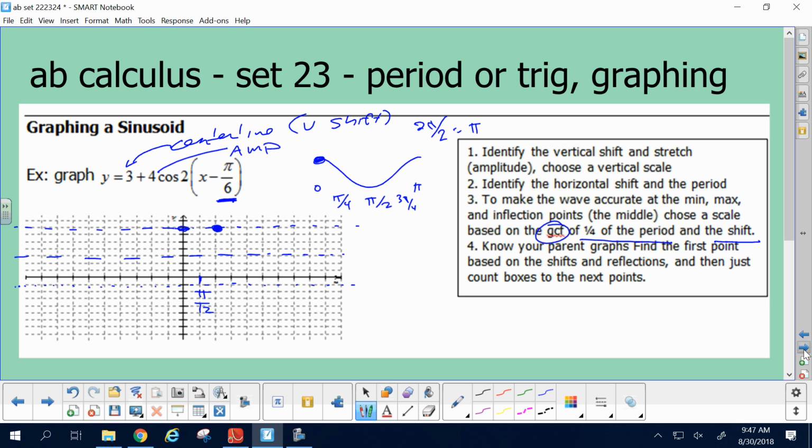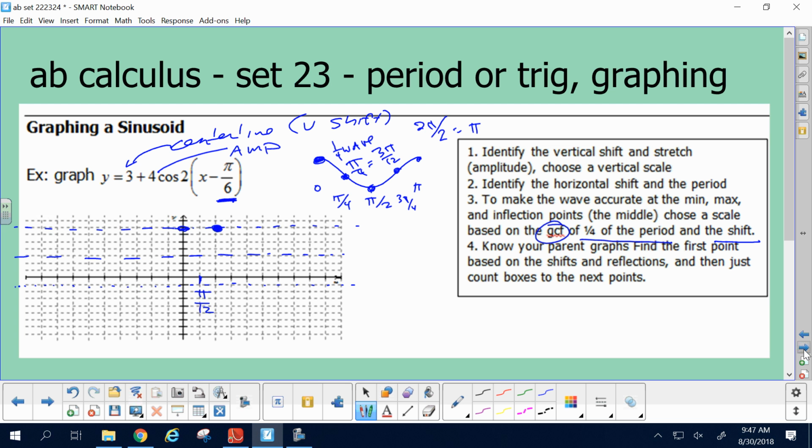Now, this is the great thing. Once you have a scale chosen, all of your other points can be pretty easily found. We know a quarter wave, each new point is pi over 4 away from the previous one, yeah? All right, pi over 4 is how many pi over 12s? 3 pi over 12s. So each time I get a new point, I'm just going to go 3 pi over 12s over, or 3 boxes over.